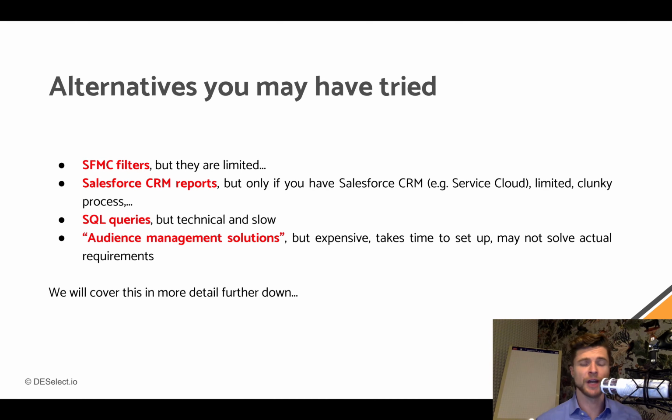There are a few alternatives out there. You may have tried some of these. You may have tried and unfortunately failed because, for instance, there's a standard filter option in Marketing Cloud. Sometimes that's sufficient, but usually it's way too limited. There's also a feature called Salesforce CRM Reports. So if you have something like Service Cloud connected to Marketing Cloud, you might try to use that, but essentially these are reports in the end, so they're not meant for segmentation.